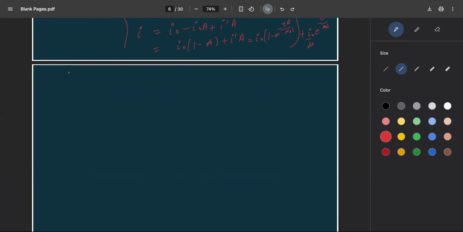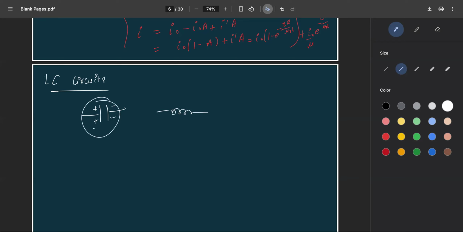Now, what if, instead of R and L, we keep L and C together? What does this mean? Let's see. LC circuits. Look carefully. In case of a capacitor, this is an energy storing element. In case of an inductor, this also stores energy. How much energy do they store? The capacitor stores energy depending on how much charge it has, so Q square by 2C, right? This kind of energy it stores. What about the inductor? This stores half L I square, depending on how much current is passing through it. This is what the energy stored is in general.